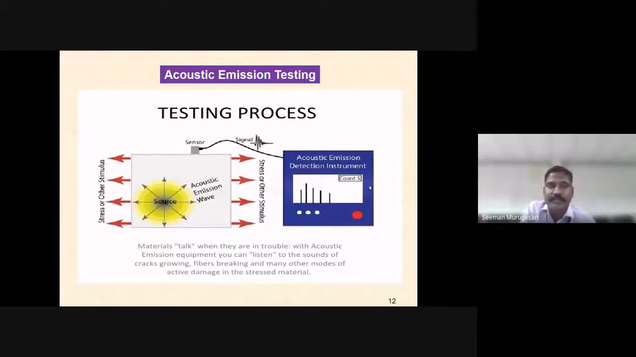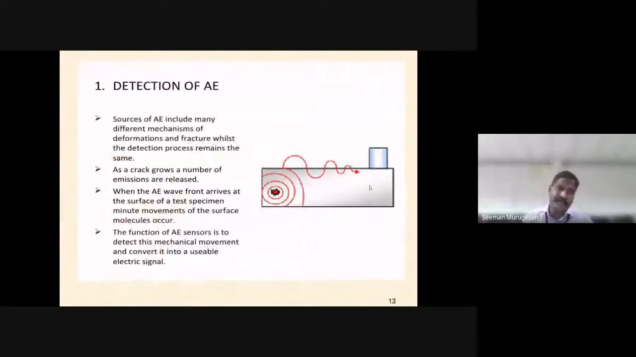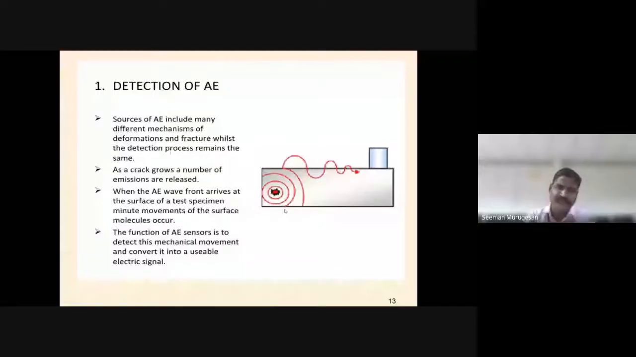So actually, in the detection of AE, the sources of acoustic emission include many mechanisms such as deformation and fracture, which are well detected, but the detection process remains the same. There are different sources of acoustic emission, but the monitoring method will be the same. As a crack grows, a number of emissions are released. A single crack growth will induce a number of emissions.